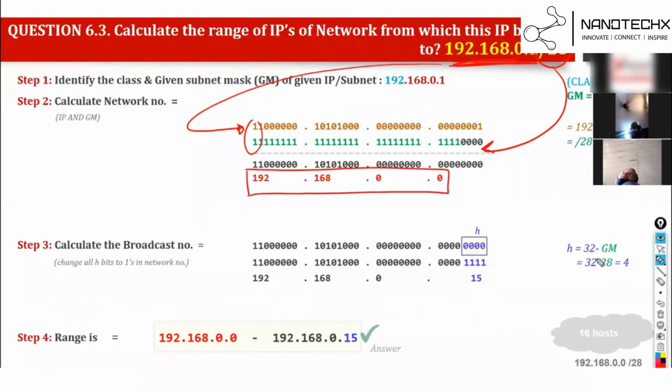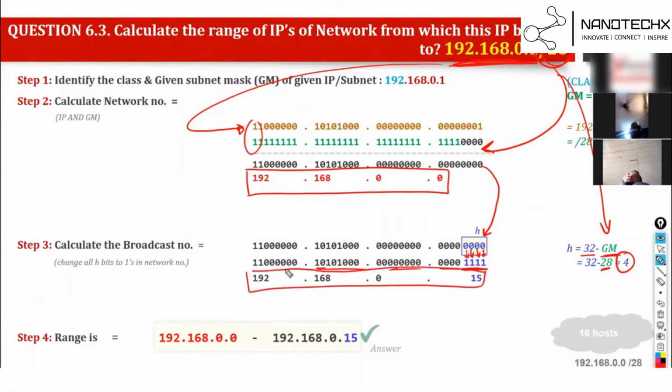Same thing again here. How much is the given mask? 28. We have to calculate H and revert them to 1. But let's focus on class C first, so that the concept is clear in your mind. Then we will move to A after that. I'll give you an example on A as well. So 32 minus the given mask, which is 28. It means 4. So 4 bits have to be changed, these 4 bits from here. And then we make 0 to 1, 0 to 1, the rightmost 4 bits. Then you convert it, so 11000000 becomes 192.168.0.15. So this one is our first IP, this one is our last IP.